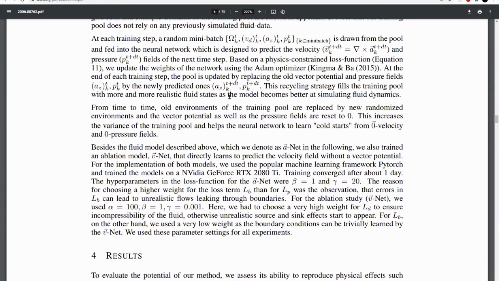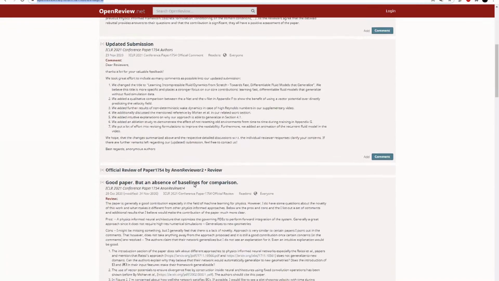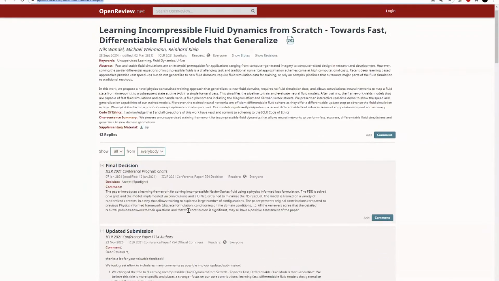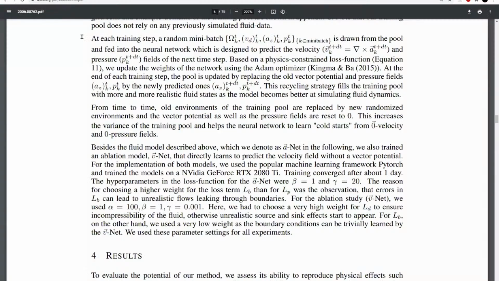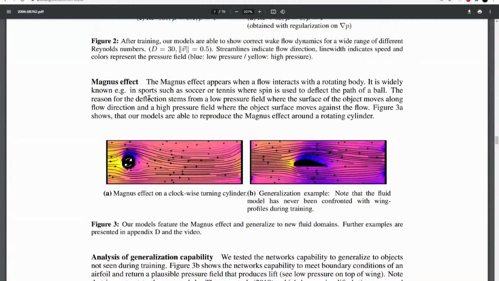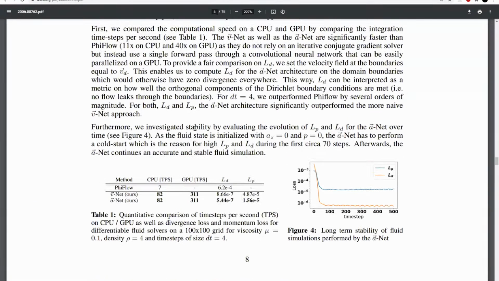They actually had the bravery of submitting this without any comparison, right? If you look in the reviews, the reviewers already accepted the paper. They didn't even have the comparison to the VNet or Phi-flow in the initial submission. So it's tough to think what else you would compare to.